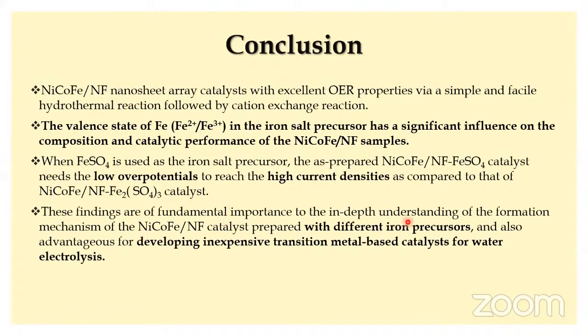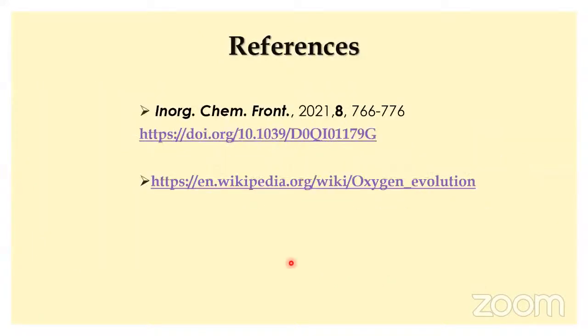And all these findings are important for an in-depth understanding of the formation mechanism of the catalyst with different iron precursors, and also for developing inexpensive transition metal-based catalysts for water electrolysis. And these are the references from where we got the information about these research findings.